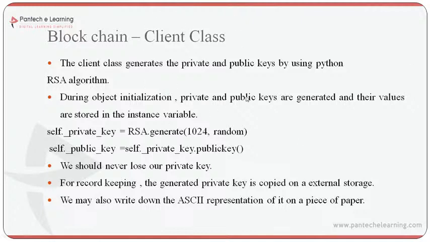So it generates both private keys and public keys. For that I am using an algorithm called the RSA algorithm. So the client class generates private keys and public keys. How am I generating them? Using this algorithm, there is a function called generate. How many characters is it going to take? Using random, I am going to generate a private key, and then I am creating a public key.